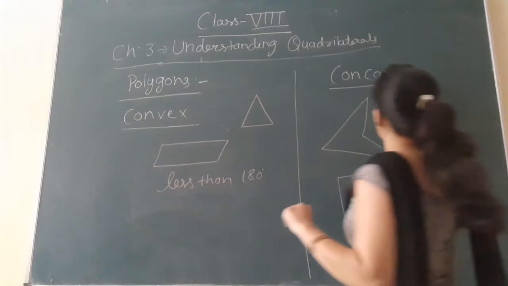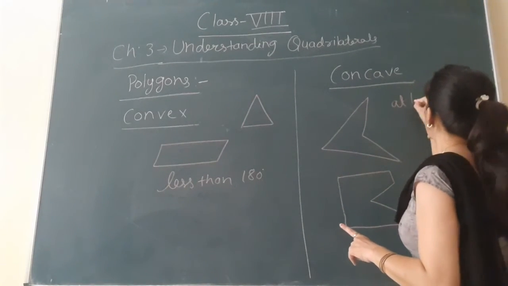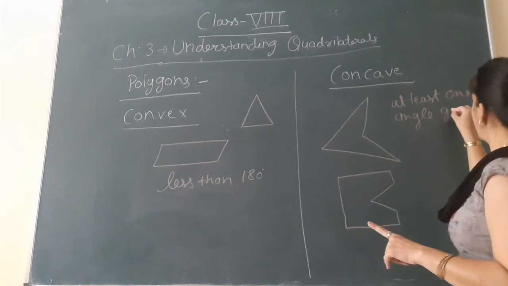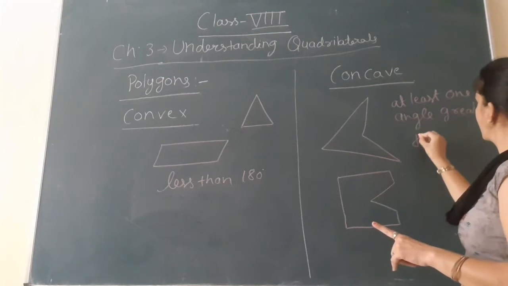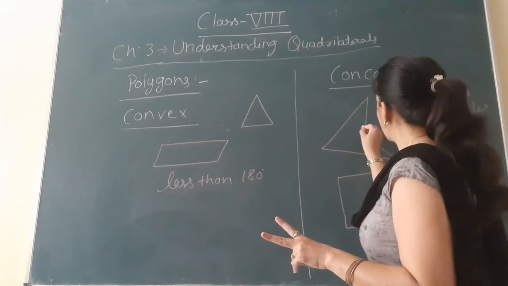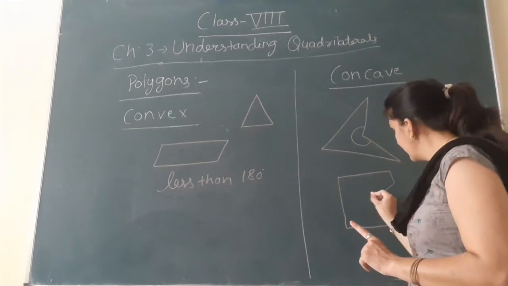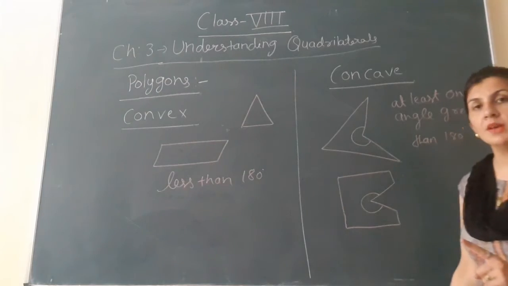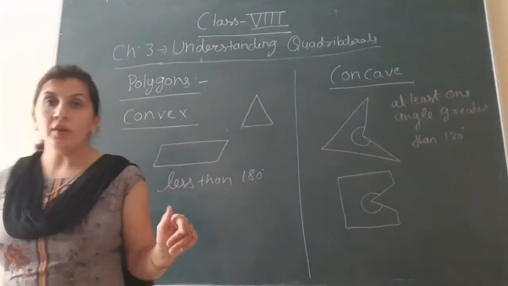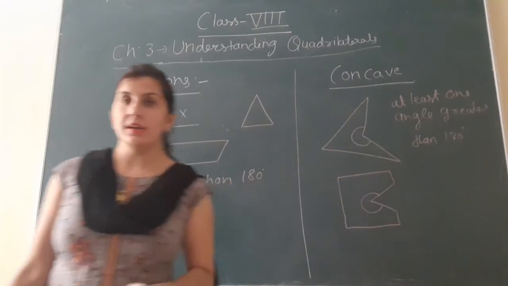Now comes the concave polygon. At least one angle must be greater than 180 degrees. There should be one angle which should be greater than 180 degrees, like in this case, this angle must be greater than 180 degrees, and in this case, this angle must be greater than 180 degrees. So this is a concave polygon. In convex, no angle will be greater than 180 degrees, and in concave, one angle must be greater than 180 degrees.